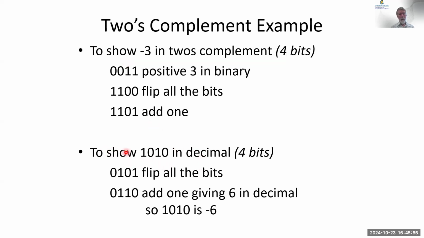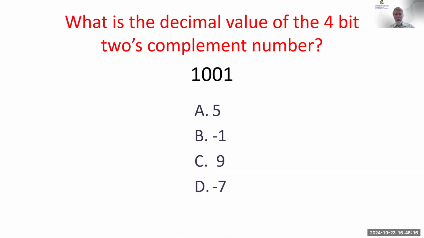Okay, so we want to know what 1010 is. Well, we know it's a negative number. So we flip all the bits, and then we add 1, and it becomes 0110, and that is a 6. That's negative 6. After taking the quiz, particularly those of you who took it so fast you got scores in the thousands, you should be able to do that very quickly. Okay, figure out this one. First clicker question of the day.